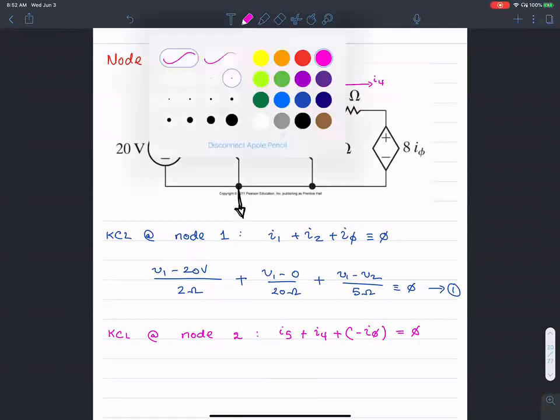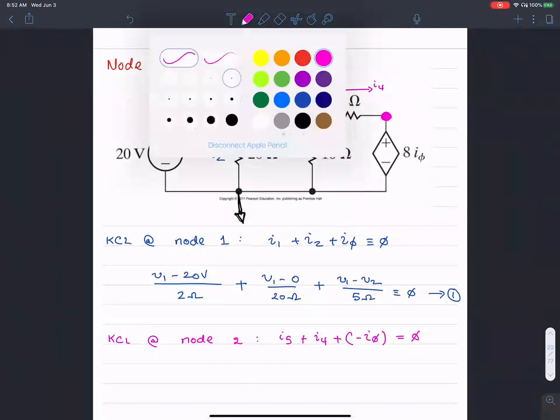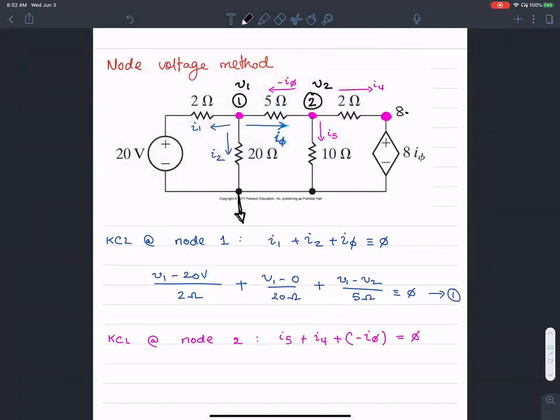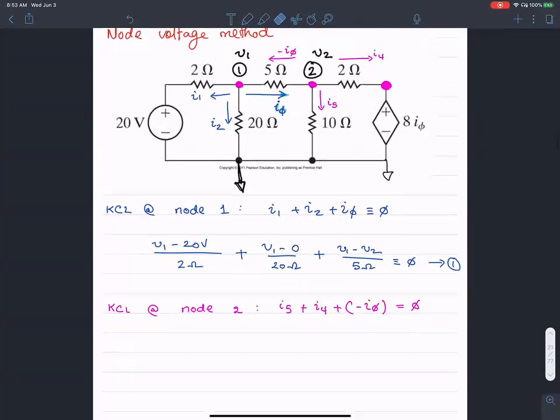Okay, now what is the voltage here? The voltage there, if you think about it, is 8 times I5. That is because of the voltage source, this guy, which puts a positive voltage of 8 times I5 over there. Okay, so when it comes to dependent sources, I have to do an extra step of expressing the equations in terms of I5. So let me continue this KCL at node 2.